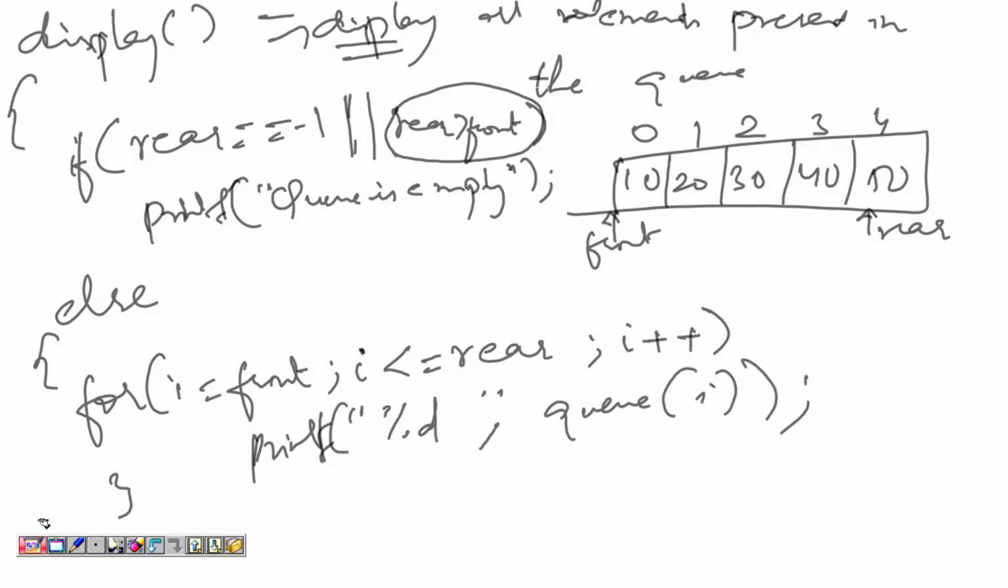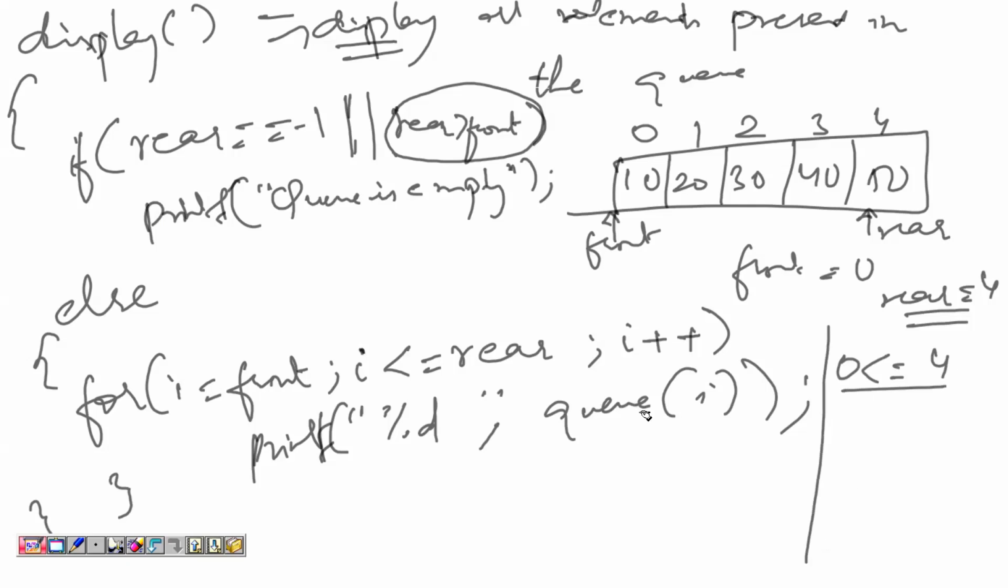So let's go to this for loop. Initially the Q is not empty, front is 0 here and rear is 4. Okay, now let's check the condition. 0 is less than or equal to 4, true. So it will get inside the for loop and the printf statement will be executed. Now you will get Q of i. What is Q of i? Q of i is 10.